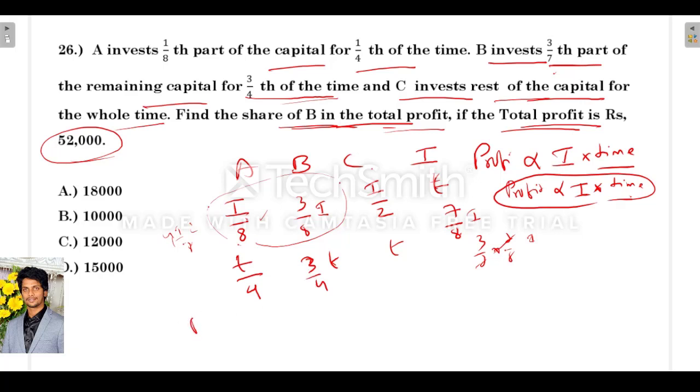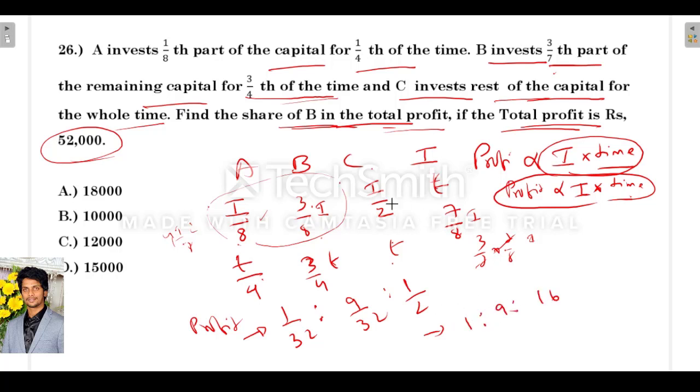Now, what is the ratio of profits? I told you, it is I into T. So here, 1 by 8 into 1 by 4 is 1 by 32; this is the ratio of profit. Then 3 by 8 into 3 by 4 is 9 by 32, and 1 by 2 into 1 is 1 by 2. Multiply with 32 on all sides. So the ratio is 1 is to 9 is to 16.